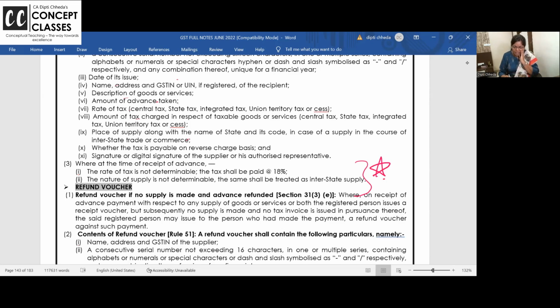So rate and so on is needed. But ma'am, I have booked a function hall for December and right now it's June. I am paying you advance for the function hall. I don't know how much catering service I am going to take, or stage and mic service. If there is confusion, the rate of tax is not determinable. Take the tax rate as 18%. If the nature of supply is not determinable, whether intra or inter, take it as interstate.